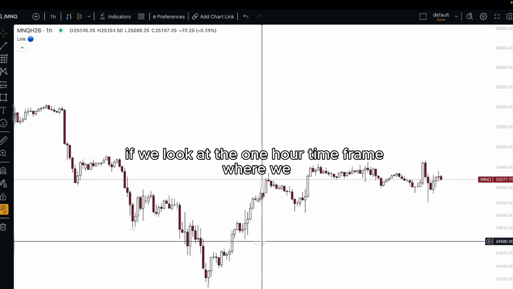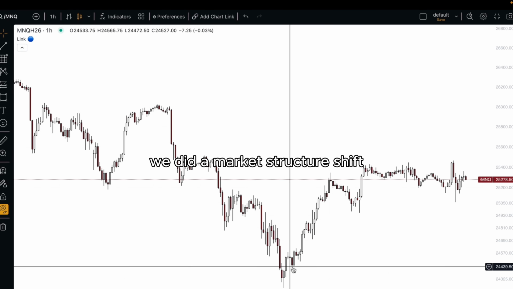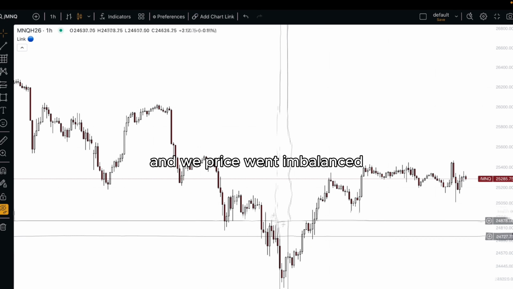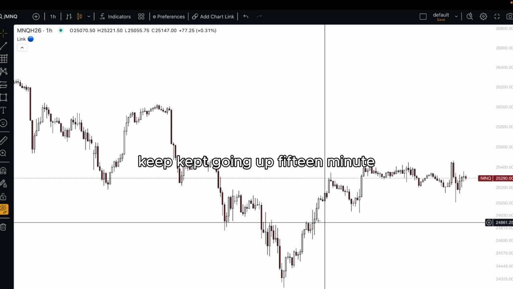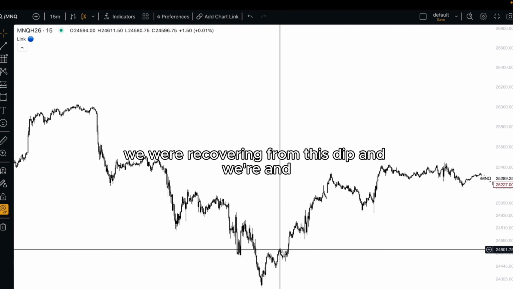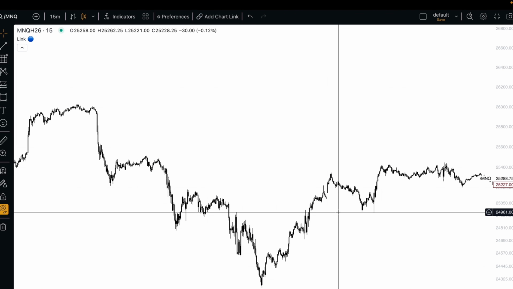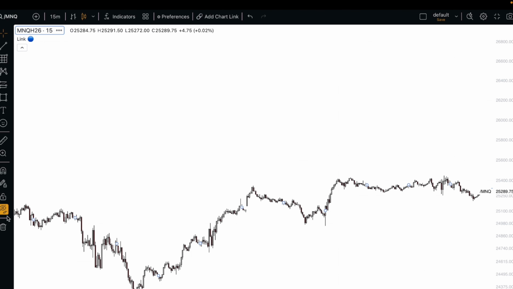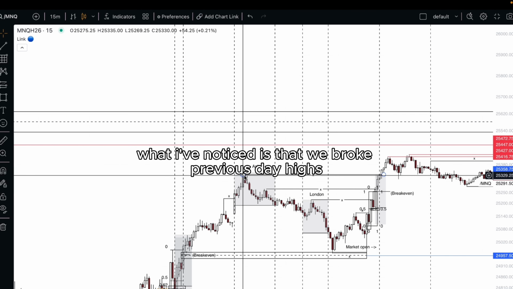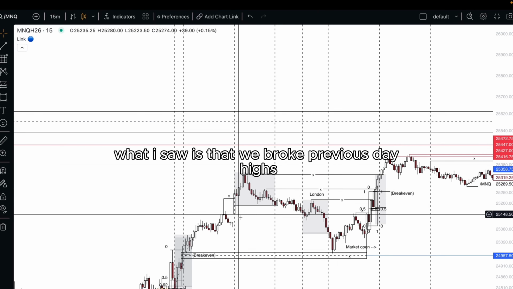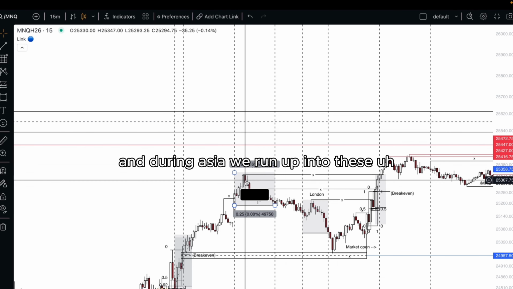If we look at the 1 hour time frame, we did a market structure shift, and price went into an imbalance, broke structure, and kept going up. On the 15-minute we were recovering from this dip, and a new change of direction was heading towards buy side liquidity. So this could be a signal to go up. Coming into the day, what I noticed is that we broke previous day highs and went up into Asia.